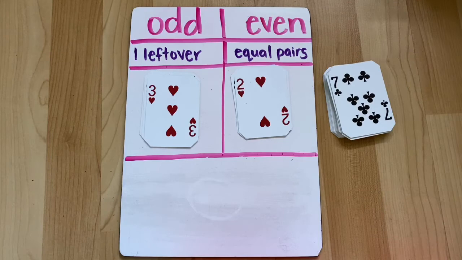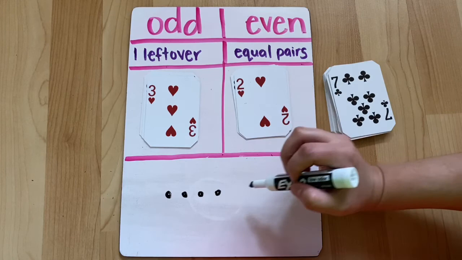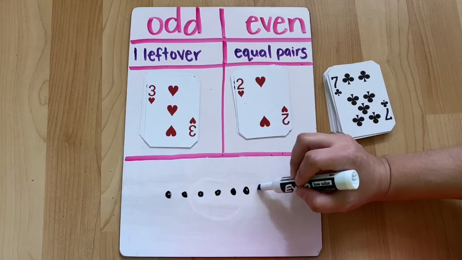Now I have number 7. Is 7 an odd or even number? Let's draw our dots to figure it out. 1, 2, 3, 4, 5, 6, 7. Let's start circling our pairs.